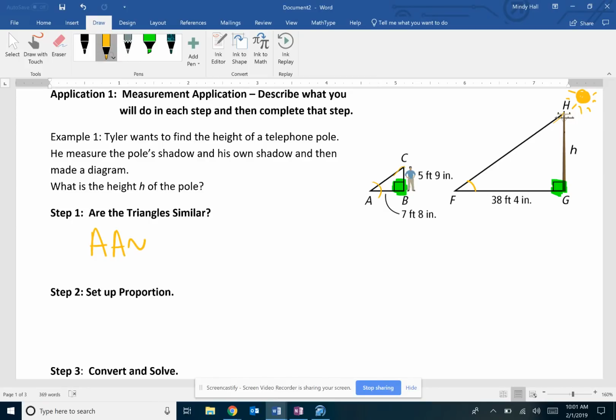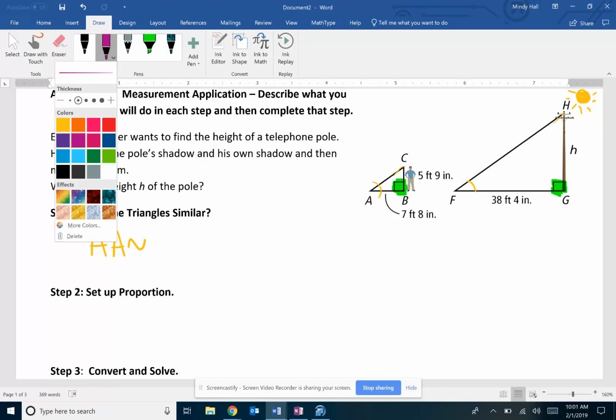The steps say to set up a proportion first and then to convert and solve. Personally, I would convert first, that way I already have the new measurements. When you have 5 feet 9 inches, technically you could convert that to a decimal and it'd be okay. But the issue you sometimes run into is if you have 5 feet 4 inches, then you're going to have 5.33 repeating, and you might have some issues when you round and get your answer. So it's better, and this is just my personal preference, to convert it to all inches.